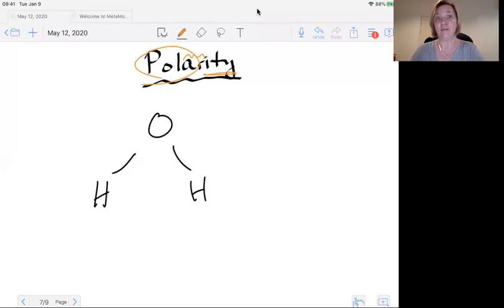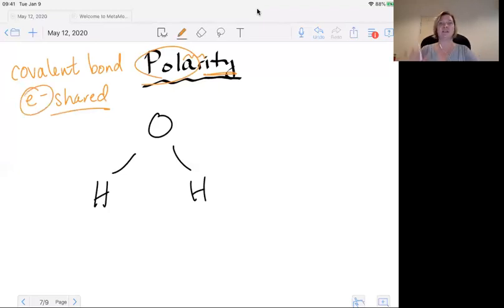The oxygen has a covalent bond with each of the hydrogen atoms. A covalent bond is where electrons are shared. That's my abbreviation for electrons, E minus, because electrons have a negative charge. I'm hoping this is not news and that you understand that already. So the single line that I draw between oxygen and hydrogen represents a covalent bond where electrons are shared between oxygen and hydrogen.